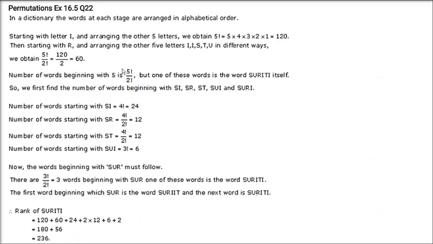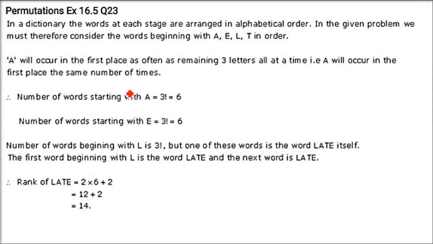So if you have any problem, don't worry, we are going to take one more question like this, two more questions like this. Next is, if the letters of the word LATE be permuted, and the words so formed be arranged in a dictionary, find the rank of the word LATE. So we have to arrange it in lexicographical order and find where LATE is going to come. What is the rank?